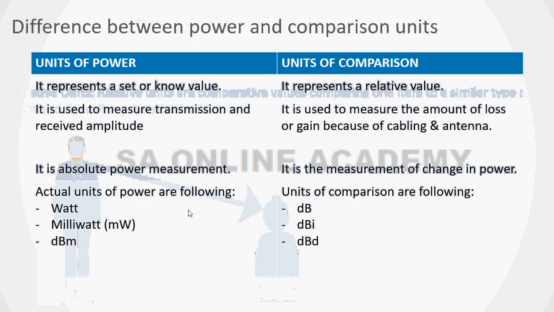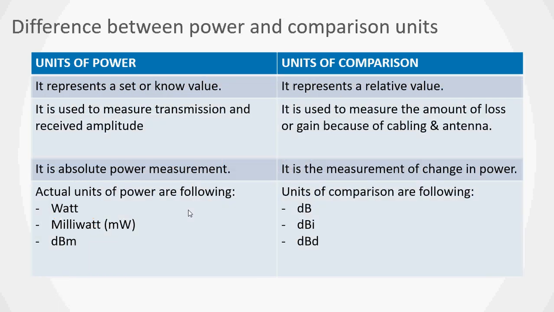Okay. So what is the actual difference? I have prepared one table for your easy understanding. What is the difference between power and comparison units? Power units are actual units, comparison units are relative units. Units of power are used to measure transmitted and received amplitude. So transmitted power is 100 milliwatt, received amplitude is, I would say, 10 dBm. All these are actually measured units of power.